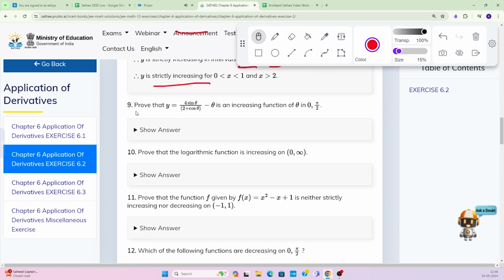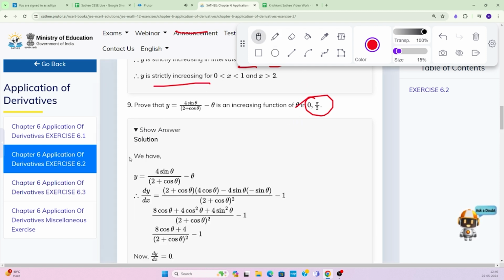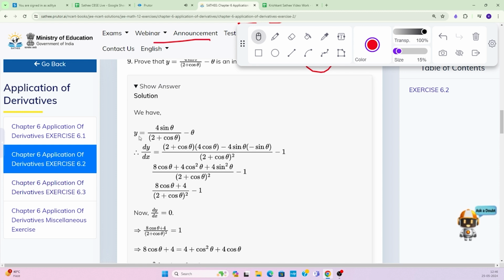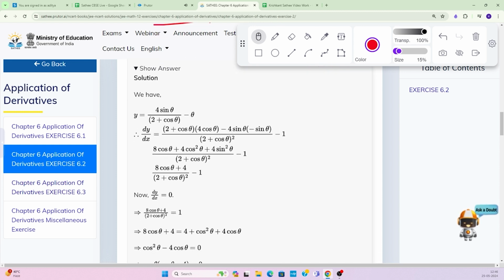Now the ninth thing we have to prove: y equals 4 sin theta divided by 2 plus cos theta, minus theta, is an increasing function in this interval. So let's see how you are going to do it. First of all, find the derivative. I will be using the quotient rule.